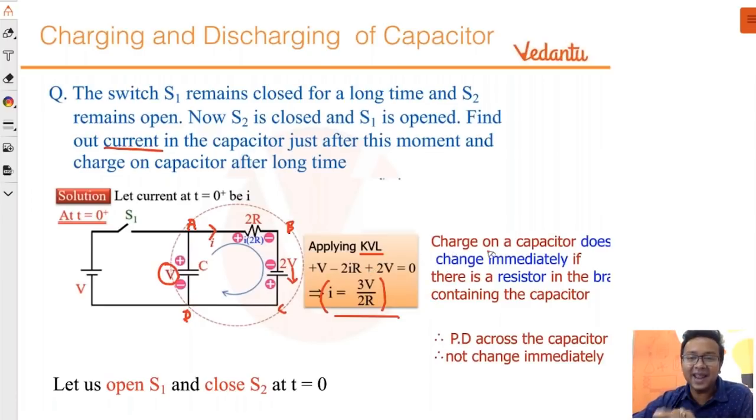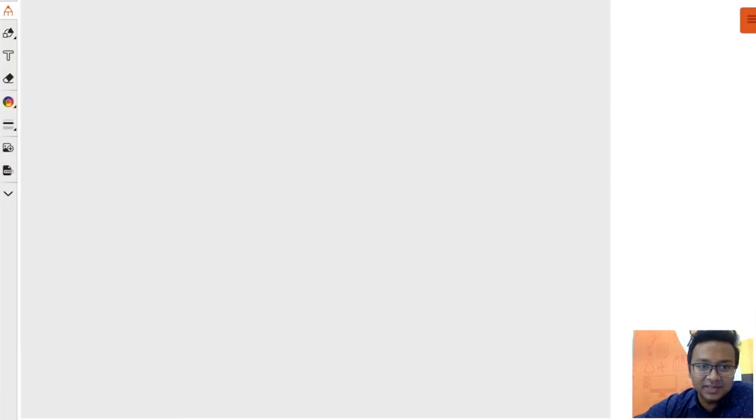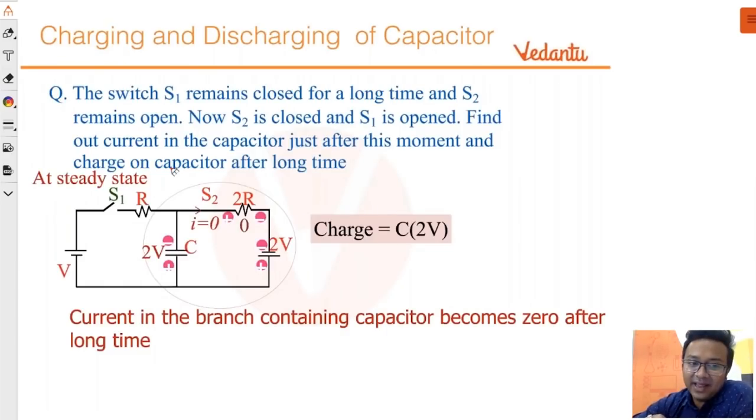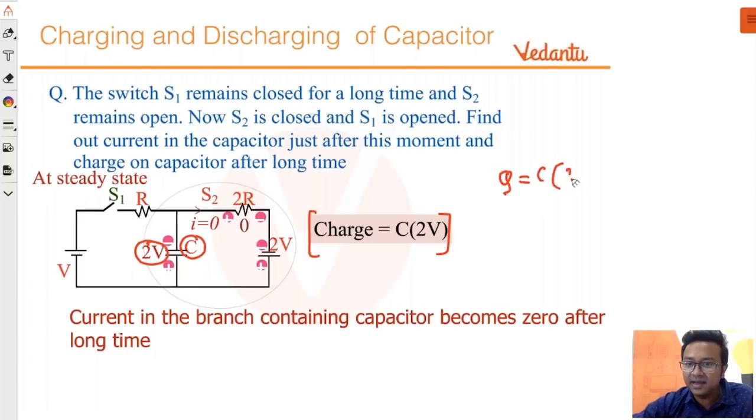All right, students. And next thing, what is going to be the charge on the capacitor after a long time? After a very long time, whatever is the potential difference across the capacitor, it is going to become equal to 2V. Then the charge on the capacitor plates is going to be C into 2V, because we know Q is equal to CV. Here the potential difference has become 2V, so this will become C into 2V. That is going to be the charge on the capacitor, students.